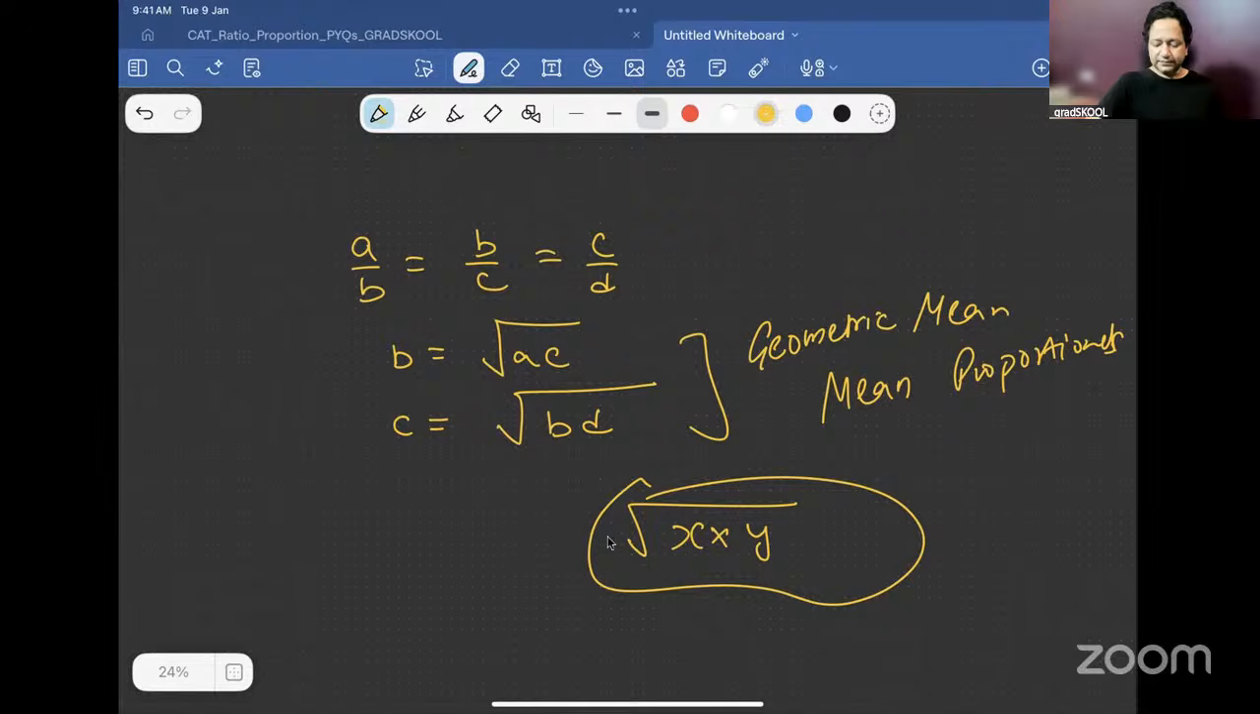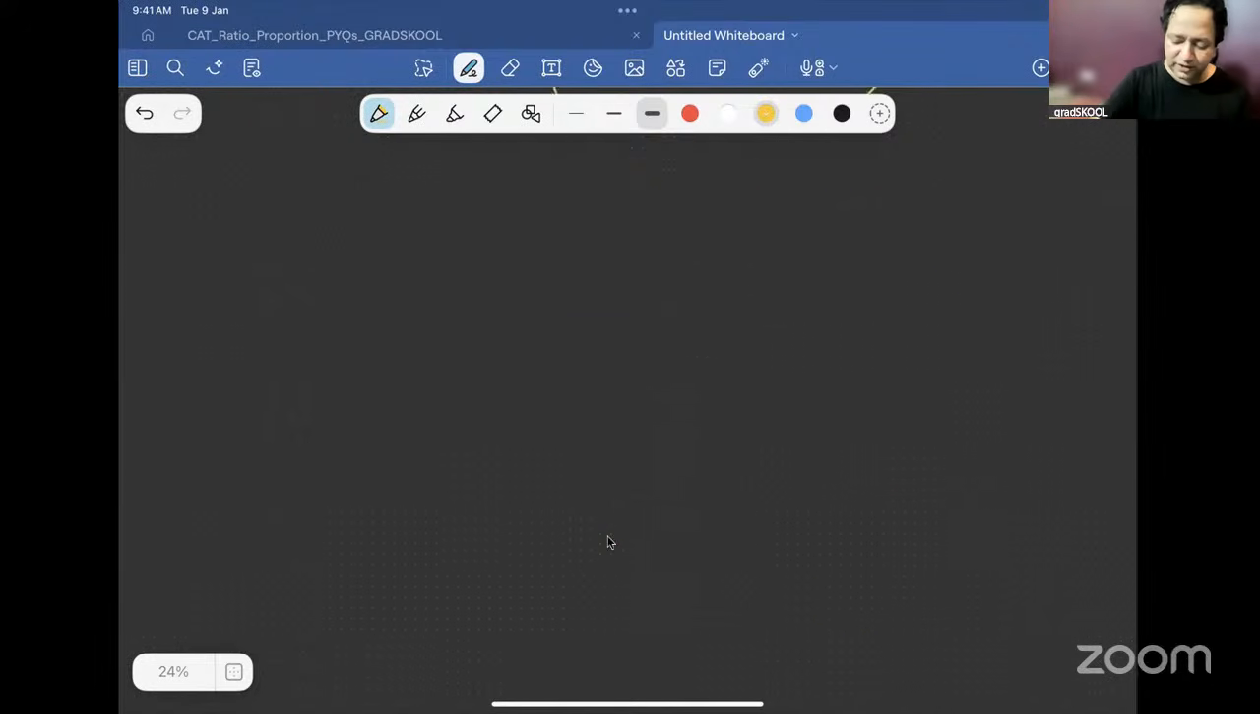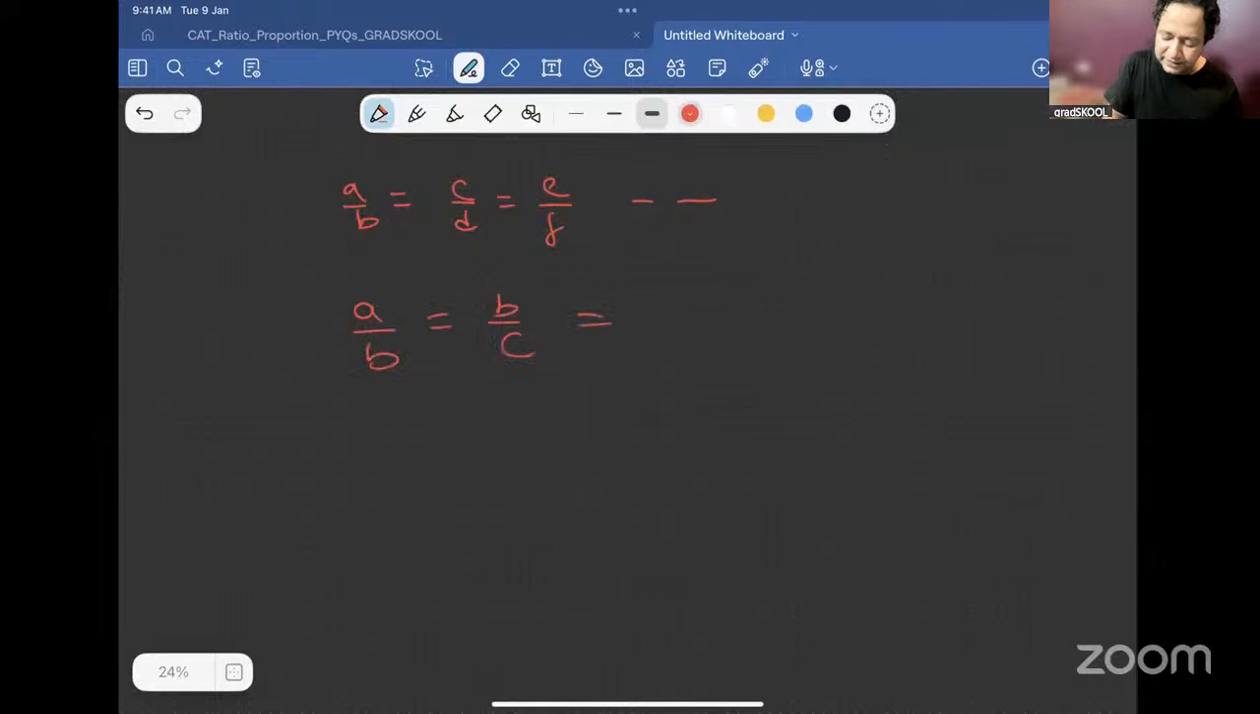Got it? So all in all, for those who have joined recently, I'll just give a quick recap of what I have done. So A by B is equal to C by D is equal to E by F and so on. These are basically proportions. The moment we write something like this, A by B is equal to B by C is equal to C by D, this is known as continued proportion.